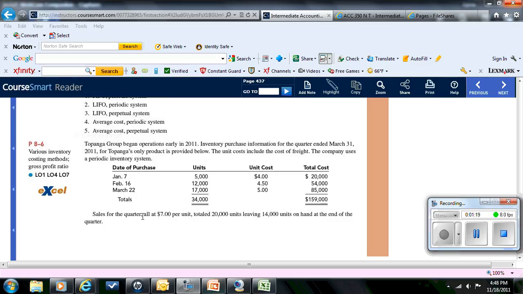As the quarter progressed, the company sold these units at $7 each. At the end of the period, they had 14,000 units on hand. At the end of the quarter, that 14,000 would be determined by counting them. The total sold here really doesn't come out of the periodic inventory system. To determine the number of units sold, we would take the number of units that we had available for sale, 34,000, subtract out the units that we counted, 14,000, our ending inventory, which meant we sold 20,000 units.